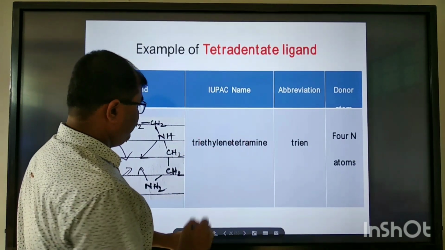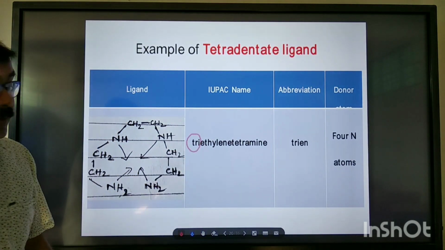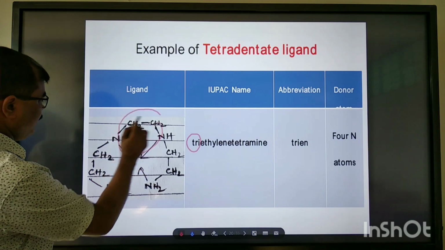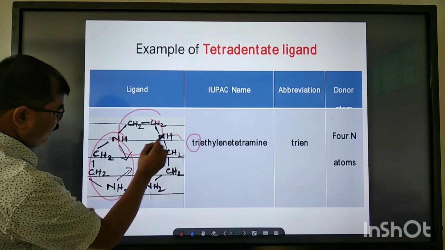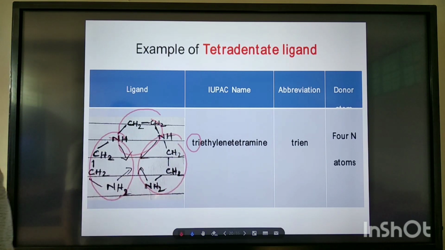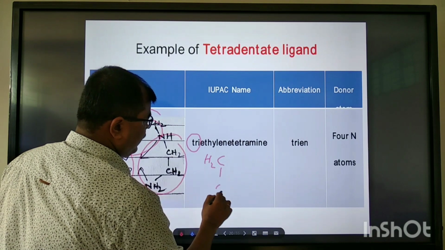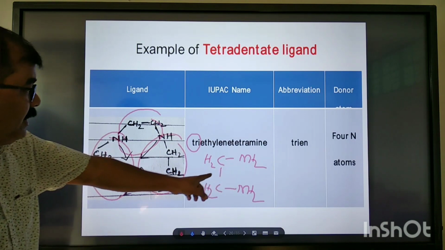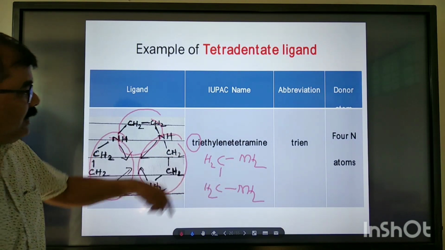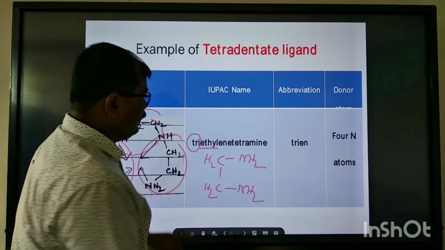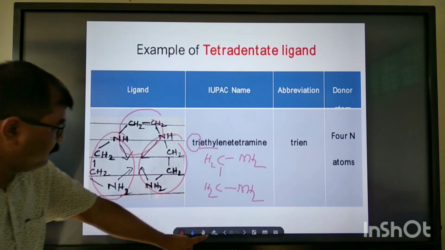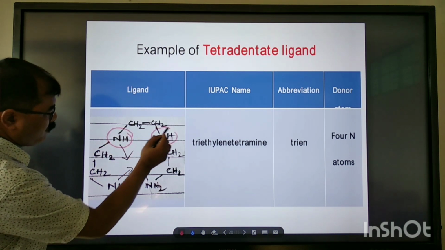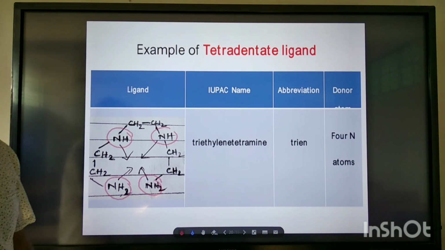Once again I am showing. Triethylene means there are 3 ethylene molecules. You see, 1 ethylene here, this side, 1 ethylene, 2 ethylene, 3 ethylene. 3 of this type of ethylene groups. That is why it is triethylene. And why tetramine? There are 4 amine groups, 1, 2, 3, 4. Tetramine.